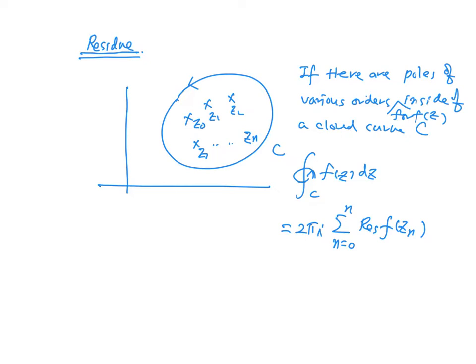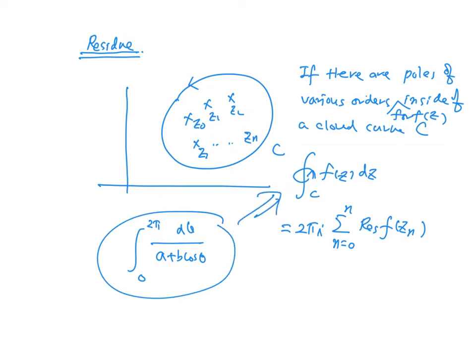And for the last quiz, actually one of the cases was the integral from 0 to 2 pi of 1 over a plus b cosine theta, d theta. This is one of those problems that can be transformed into this form, right? So we are going to spend more time on various kinds of integrals using this Cauchy integral formula.